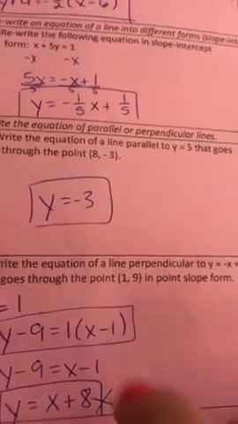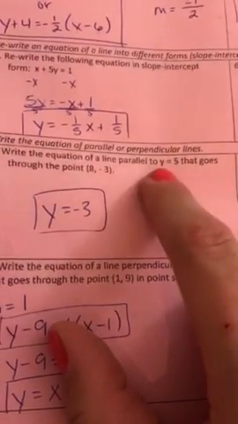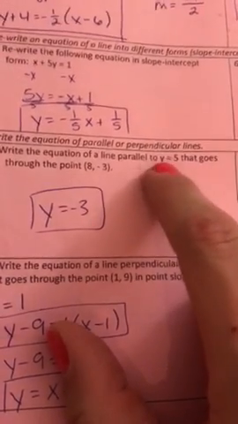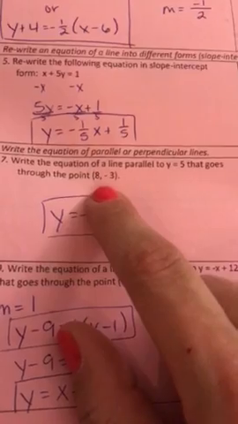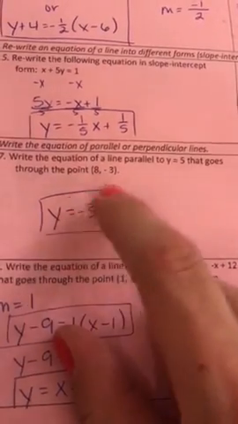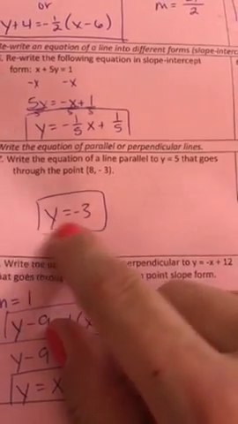For number 7, write the equation of the line that's parallel to y equals 5. That's a horizontal line, so I need a horizontal line to be parallel that goes through the point 8, -3. For horizontal line, it's a y equals equation. The y that it needs to go through to make it through this point is -3.